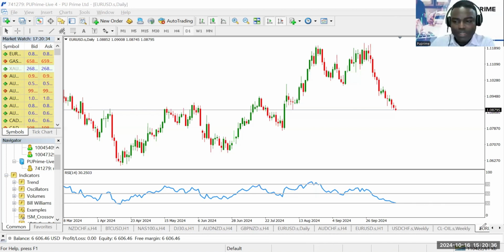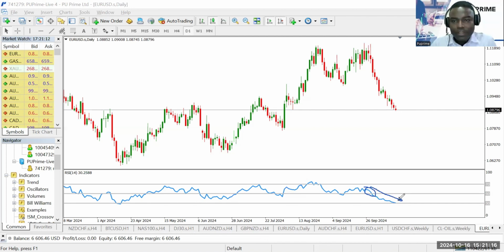Now, the third part is the RSI 50, which is the one in the middle. So how do we use this one? Now, whenever the RSI crosses from above 50 to below 50, it signifies an opportunity to sell. It signifies a sell signal. And whenever the RSI crosses from below 50 to above 50, it signifies a buy signal. Let me start it all over again. When the RSI crosses from above 50 to below 50, it signifies a sell signal.